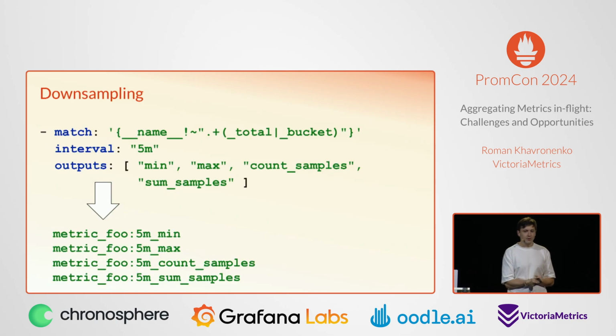What else can I do with stream aggregation? Well, I can downsample my data. I can simply match every counter that goes through my VM agent according to the Prometheus naming convention. Everything that ends with the total or bucket suffixes is a counter. So I can match that. And I can say that I would like to downsample it on a 5-minute interval, and I want to calculate min, max, count samples, and sum samples. As a result, I will get this downsampled series that I can decide what to do with next. This will not reduce the cardinality, but you can combine it with grouping by labels.